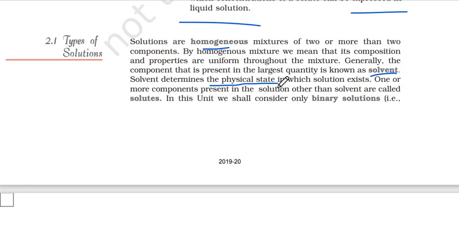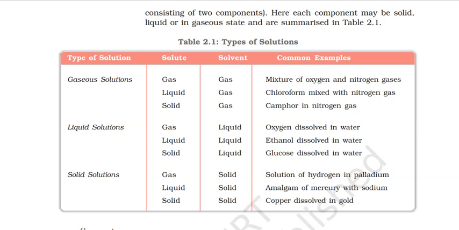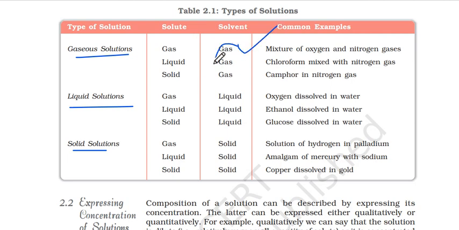One or more components present in the solution other than solvent are called solutes. There can be more than one solute. We shall consider only binary solutions over here, that is, consisting of two components. There, one component will be the solute and one will be our solvent. Now over here you have the types of solutions. You have gaseous solutions, liquid solutions, and solid solutions. Now what does this depend on? The nature of the solvent. In case of solute, we have gas, liquid, solid, anything can be taken. But in a gaseous solution, the solvent will always be a gas. That's what the paragraph is trying to say.